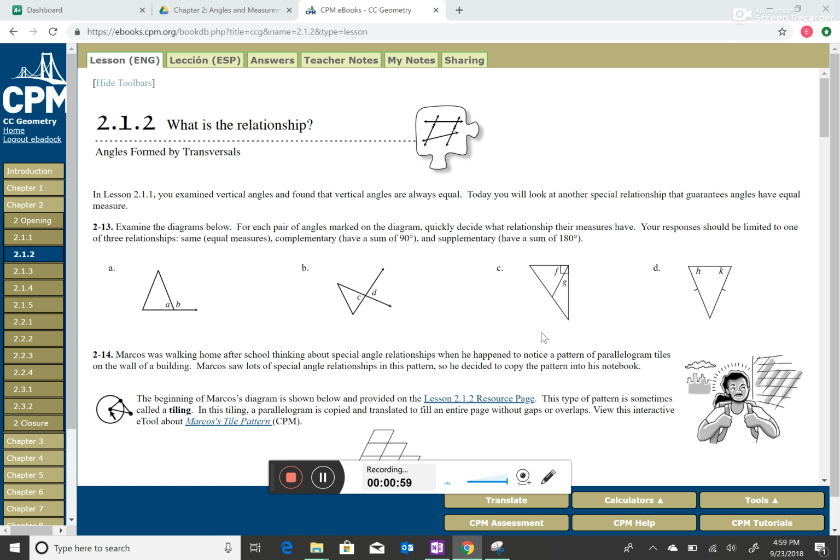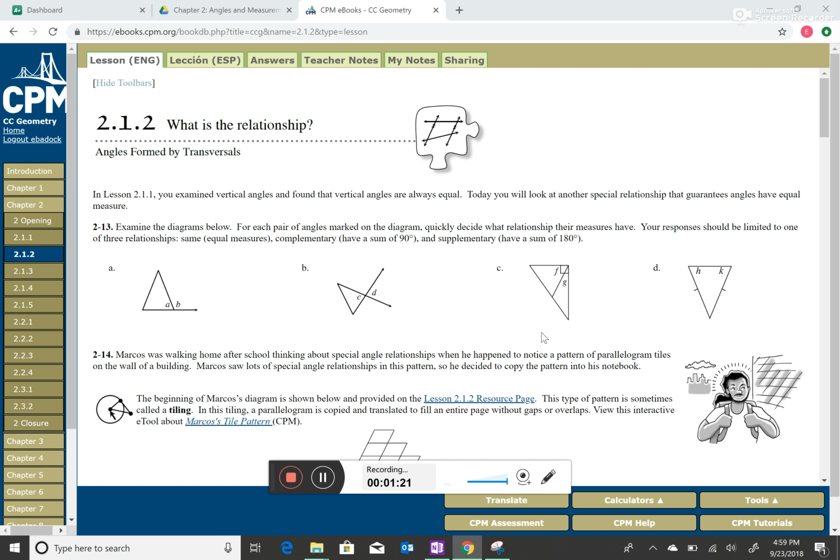So if you remember last class, we talked about corresponding angles, which is two angles that add up to 90 degrees. We talked about supplementary angles, which are two angles that add up to 180. And then we also talked about the vertex angles, which are the same angle measure. Okay, so two angles that are the same are also called vertex angles.